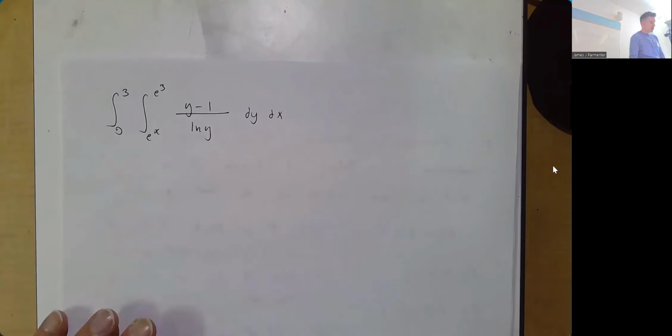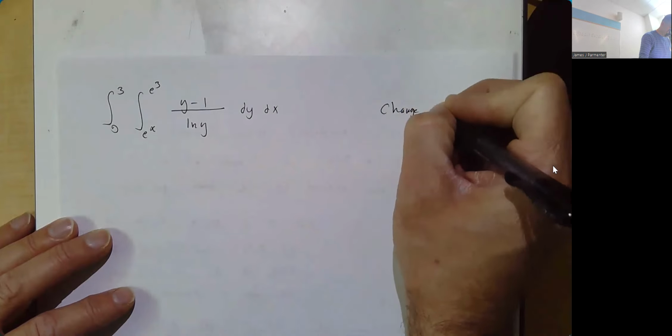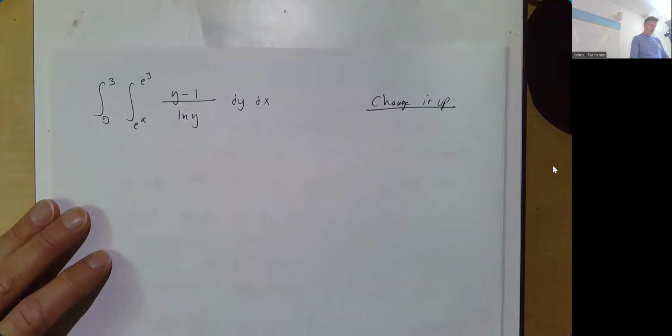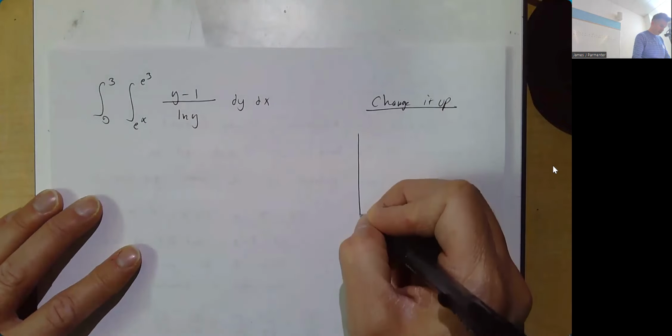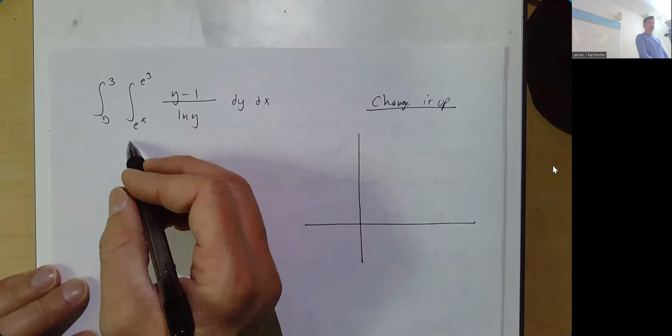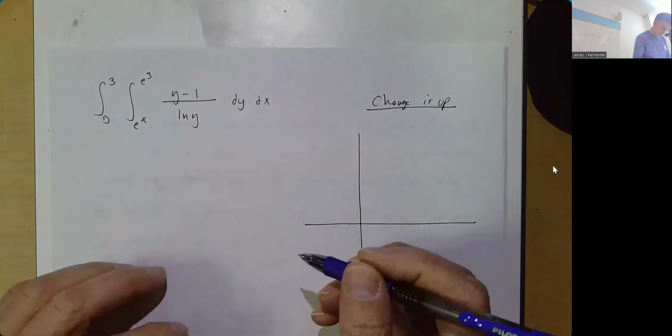So let's change the order of integration. We're going to change it up. We have to draw the region. Okay. I'm always drawing the inner region, the inner intervals first. So y equals e to the x is something we know. It's like this. Let's draw it in blue. I like blue.